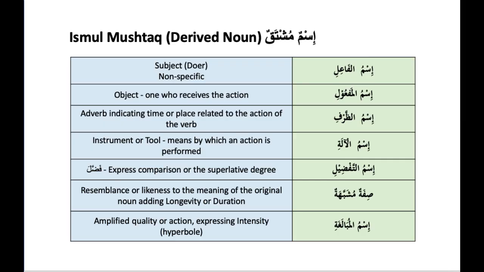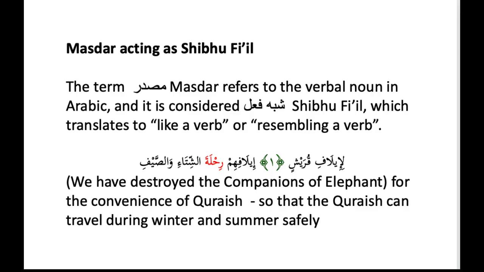Alhamdulillah, we have gone through the list of seven Ismul Mushtaq or derived nouns, and they are Ismul Fa'il, Ismul Maful, Ismul Zarf, Ismul Ala, Ismul Tafdil, Sifat Mushabbaha, and Ismul Mubalaga. The term Masdar refers to the verbal noun in Arabic, and it is considered as Shibu Fa'il, which translates to like a verb or resembling a verb.